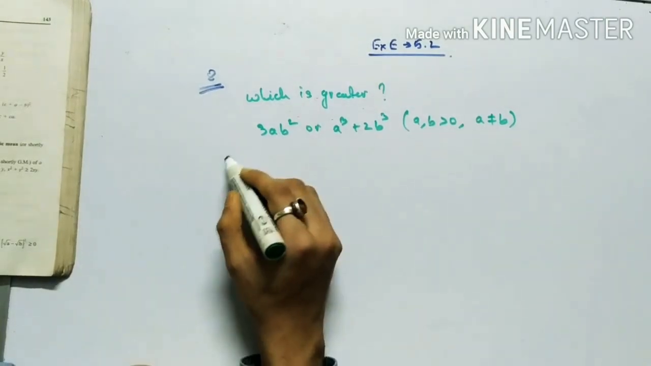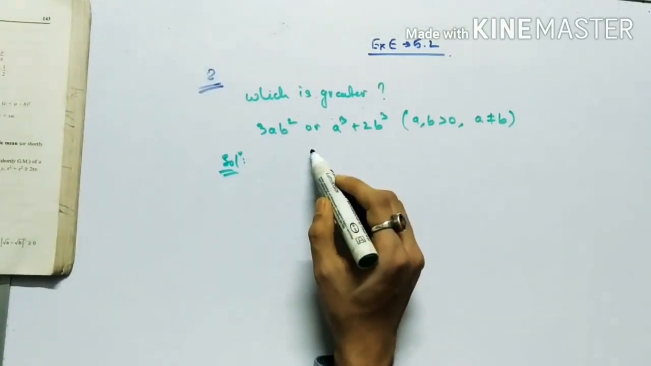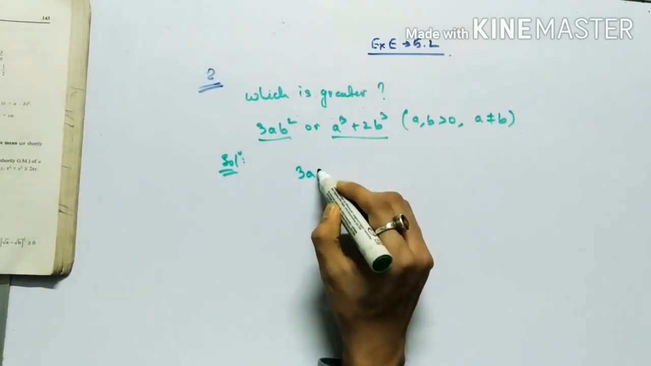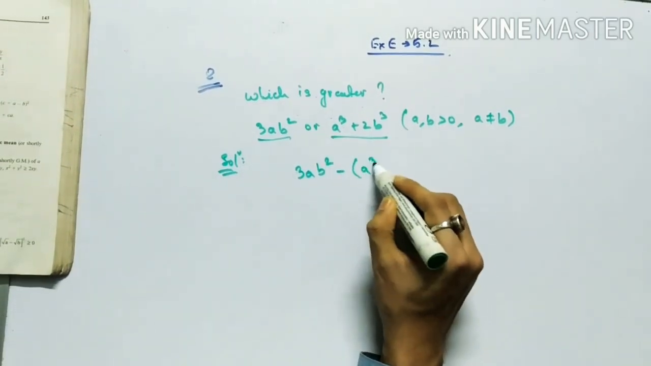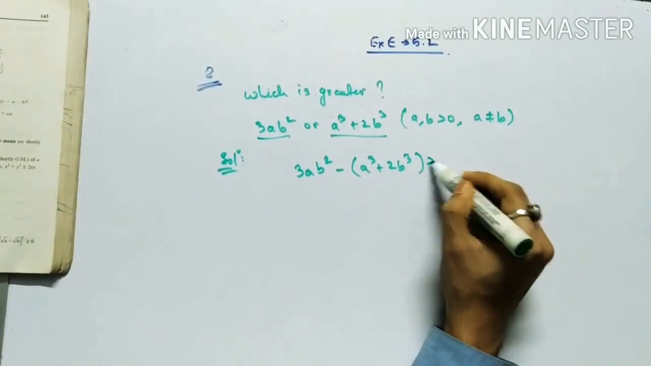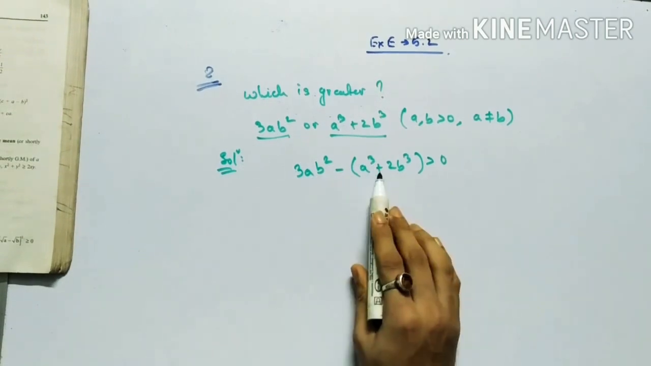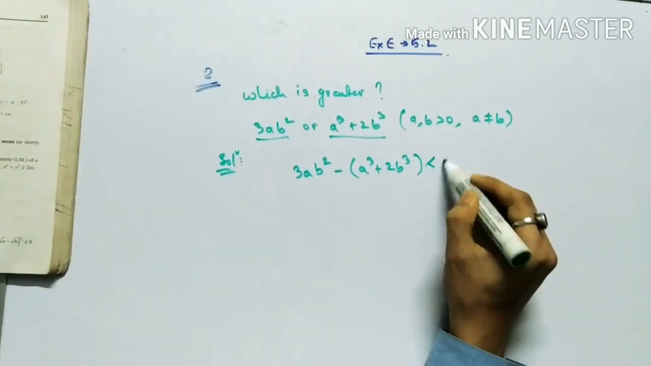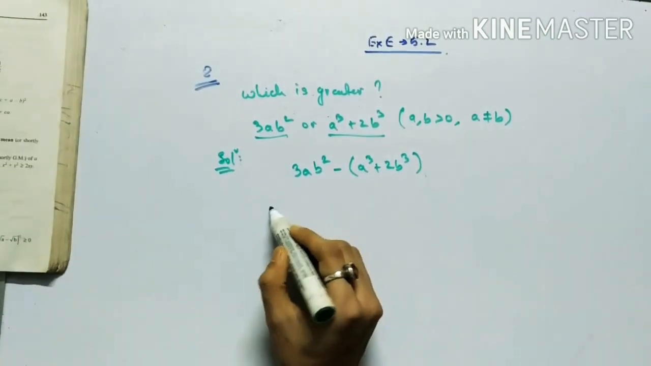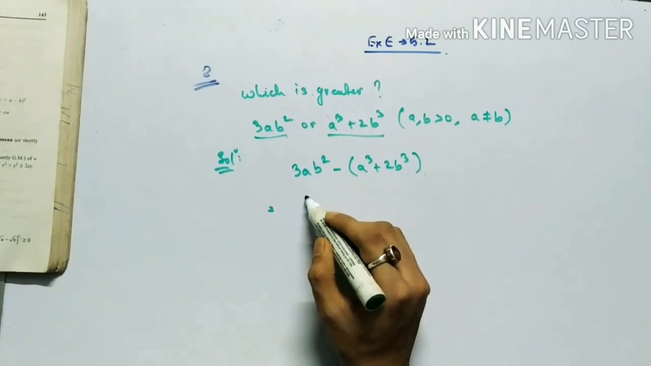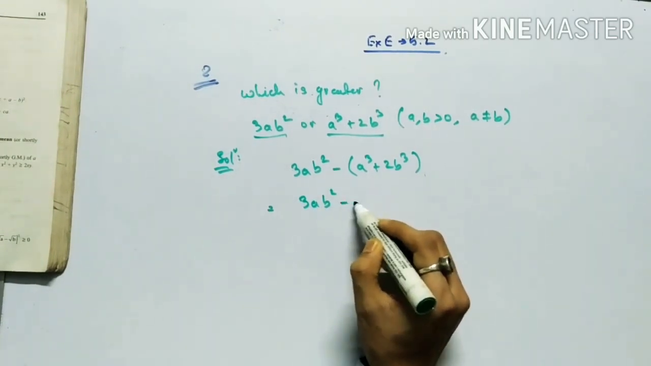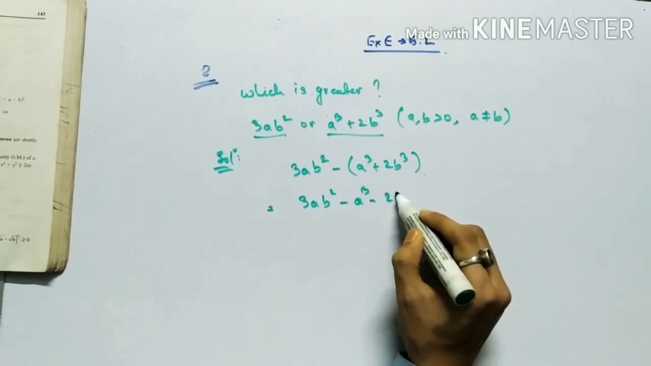So now in here, solution. Which is greater, this or this? First of all I will take it this way: 3ab square minus a cube plus twice b cube. I will solve it. If I can show that this is greater than 0, that means this is greater than this, and if I get that this is less than 0, then this will be less than this. So therefore it is equal to 3ab square minus a cube minus 2b cube.